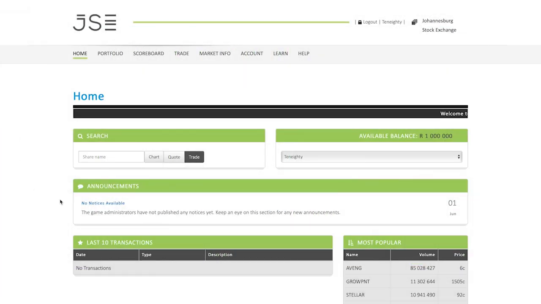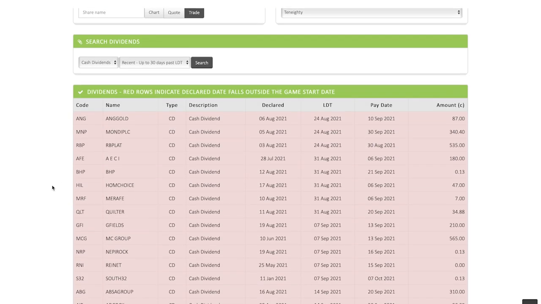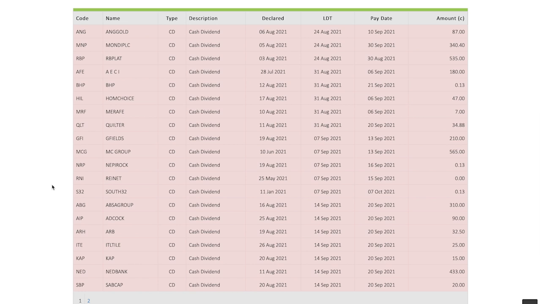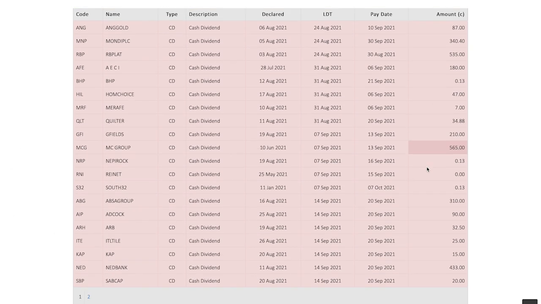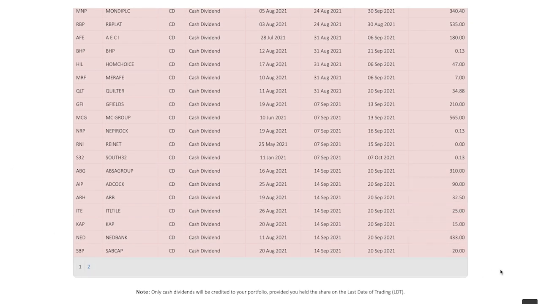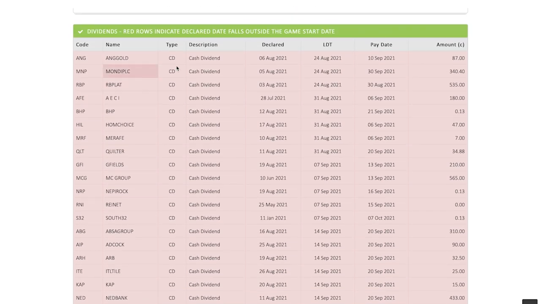To research dividends, go to the market information section and click on dividends. Here, you'll see the companies that have declared dividends. It will state if it's a cash dividend, CD, or not. You'll receive the amount in cents that you see in the right-hand column of the dividends page. If you have met the prerequisites for a cash dividend, you'll receive that amount on the morning of the day after the LDT. You can then choose to sell or hold the share.